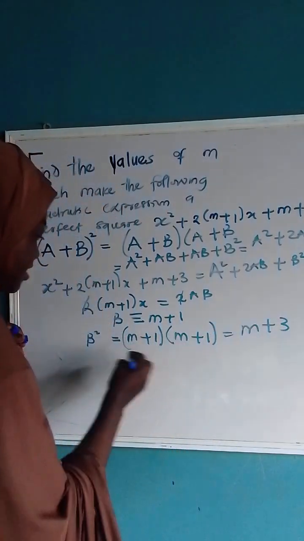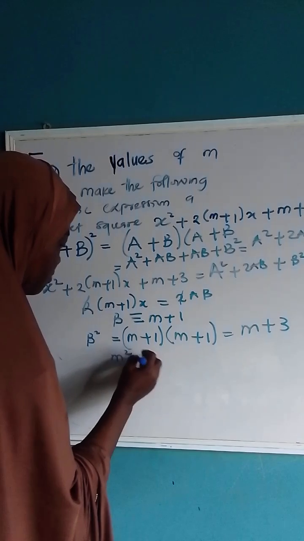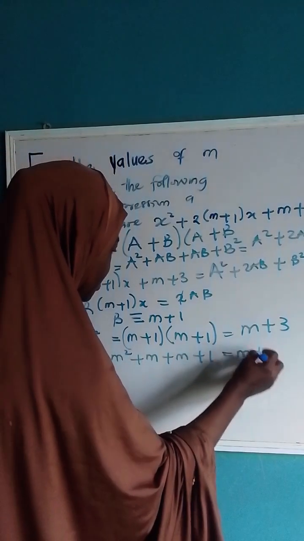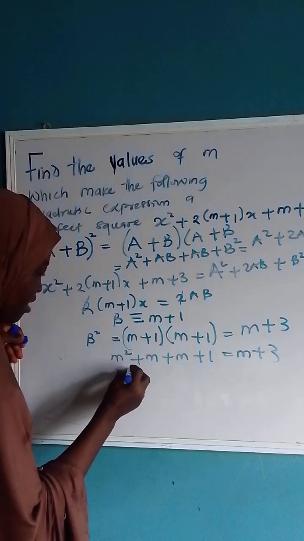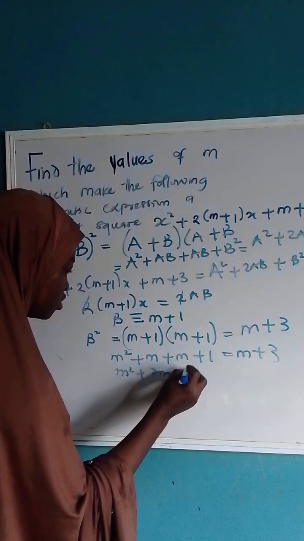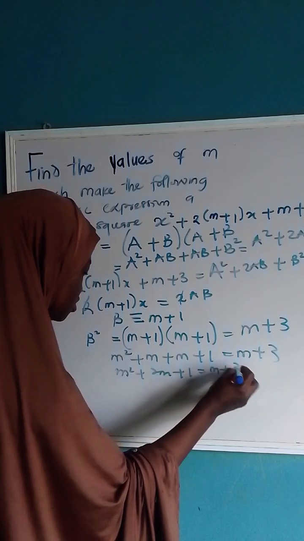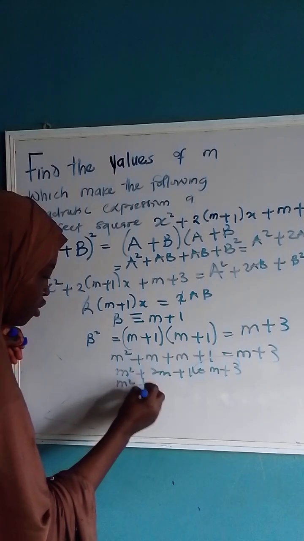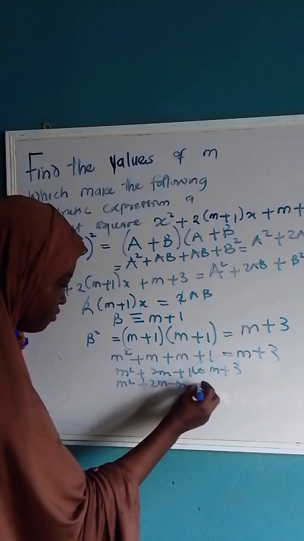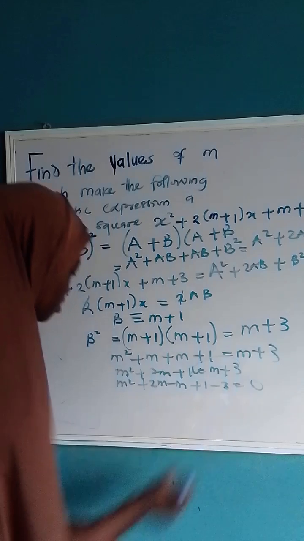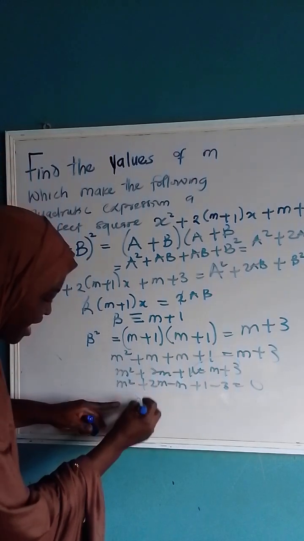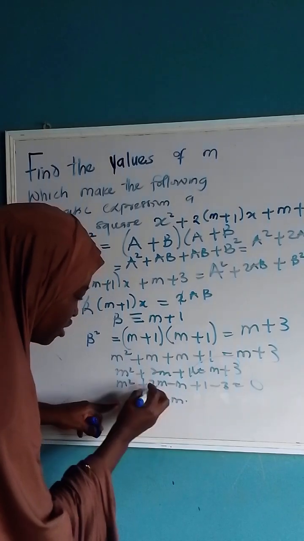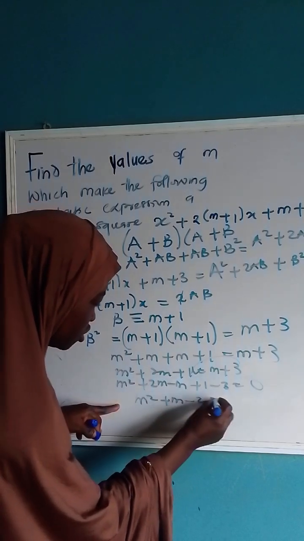So now let's expand this. We are going to have n squared plus 2n plus 1 is equal to n plus 3. Now if we take these two over, we have n squared plus 2n minus n plus 1 minus 3 is equal to 0. So now what we have is n squared plus n minus 2 is equal to 0.